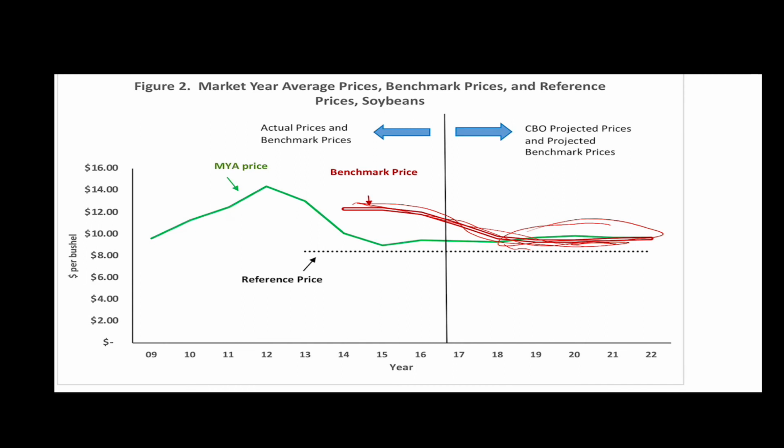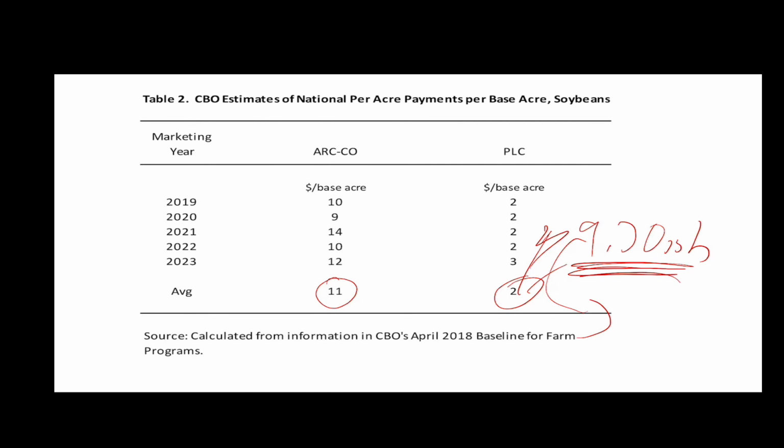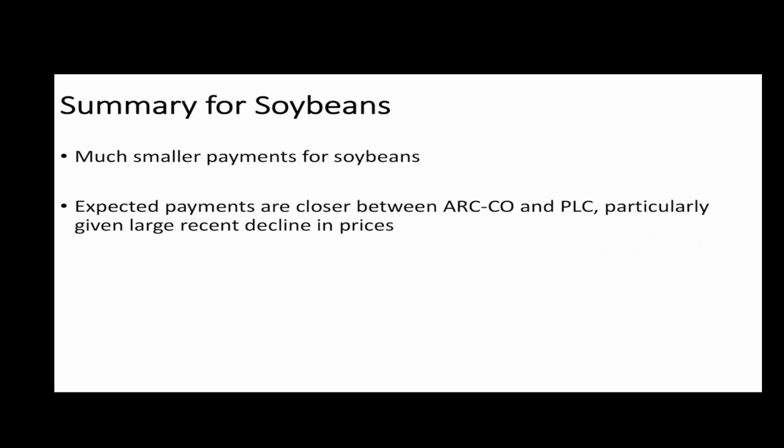That's going to cause projections to be a bit different than corn for ARC and PLC. CBO projected ARC County to make an average $11 over the 5 years versus PLC of $2. One thing I would mention is that this $2 was made with $9.70-ish prices, and we may be in a different price environment. If that goes down closer to $9, these numbers would go up, and the comparison between ARC County and PLC would become much closer. The summary for soybeans is that these payments are much smaller than they are for corn, and the expected payments are closer for ARC County and PLC. It'd be a tougher choice to make between ARC County and PLC for soybeans than it would be for corn.